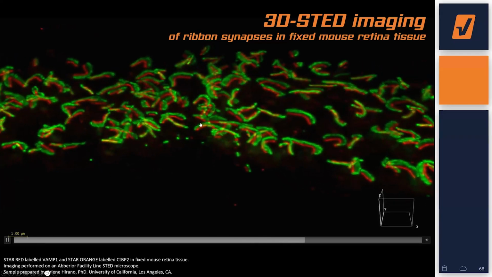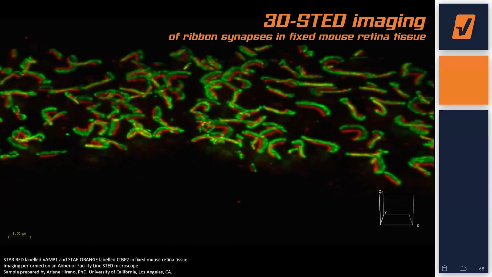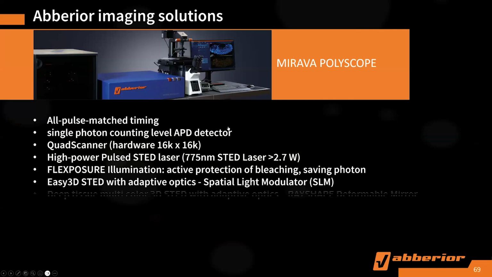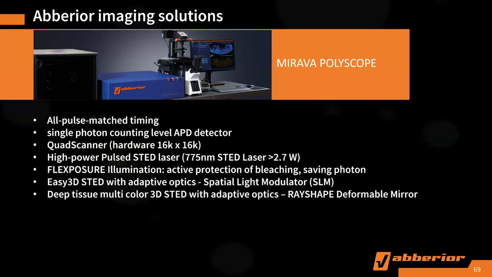Then retina tissue is transparent. It's very thin, only about 40 micrometer. Then we want to do deep tissue multicolor 3D STED. We are the only ones in the world who can do deep tissue multicolor 3D STED at the raw optical level without any post-processing. We use another adaptive optics. It's called RayShape, a commercial name, right? You shape all the rays in the microscope. The technology behind it is a deformable mirror.